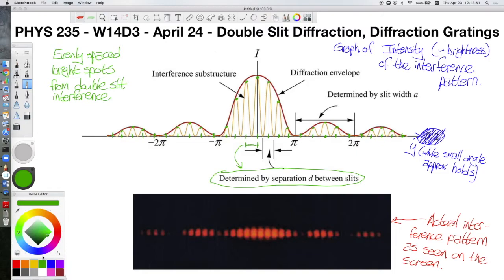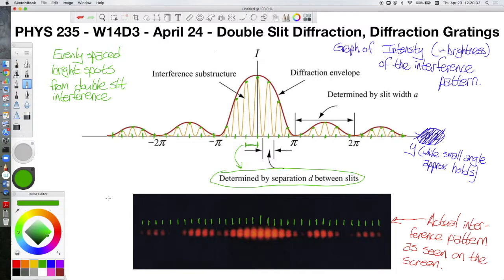And now let's go down to this bottom image. The actual interference pattern seen on the screen, and we can notate the same thing. Every one of these little bright spots represents one of those peaks of that orange graph further above. So all those little tick marks I've drawn in green, those are the bright spots you get from the two different slits interfering with each other. And in theory, as long as the small angle approximation holds, these bright spots will all be evenly spaced until the theta starts to get above about 15 degrees or so.